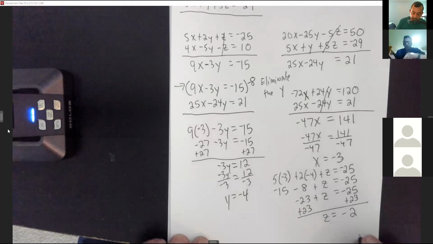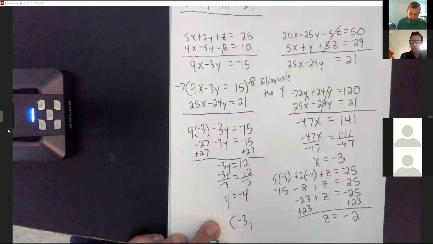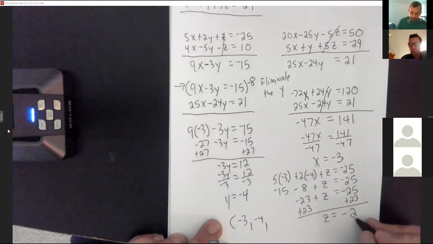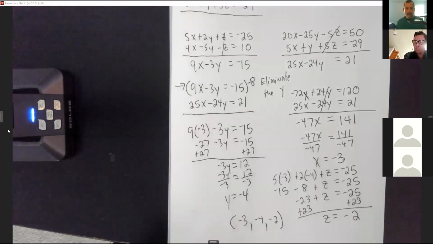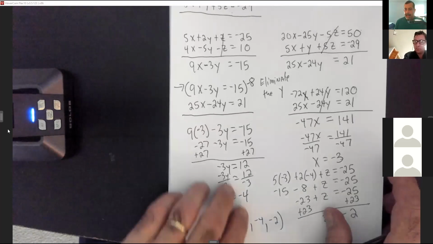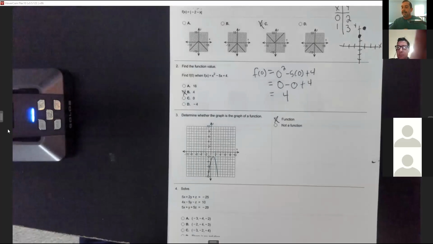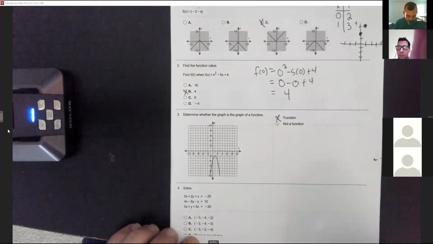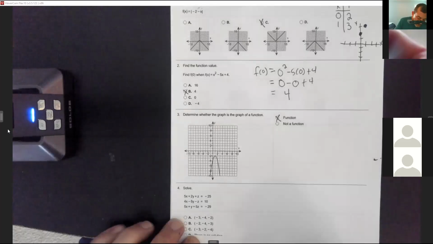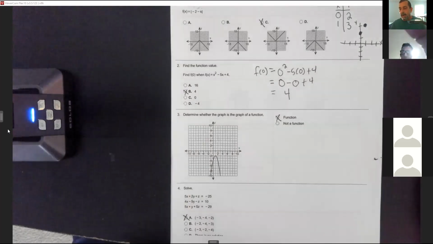So this answer has to look like an ordered triple. The x is first. My y was what, negative 4. And then my z was a negative 2. Okay, so the trick on that is to eliminate that first variable, eliminate that second variable, and then what we say, we had negative 3, negative 4, negative 2, so that would have been a. So, Richard, that would have been the longer way to do this.